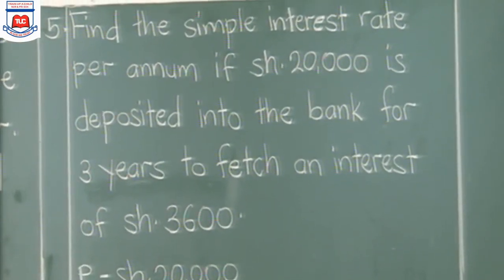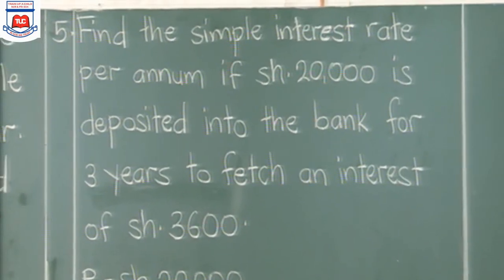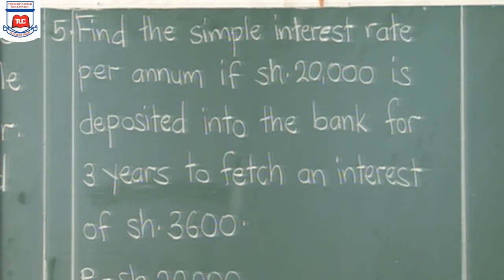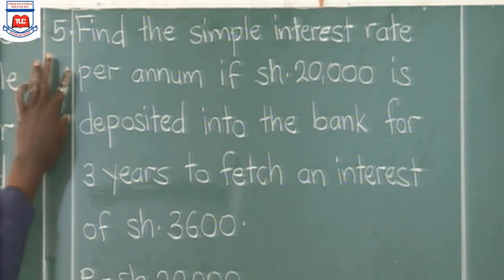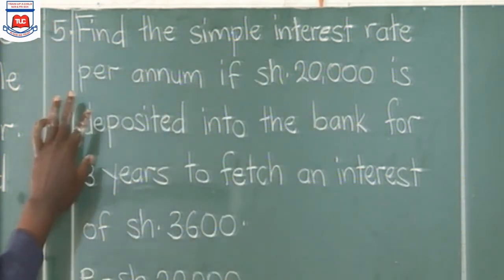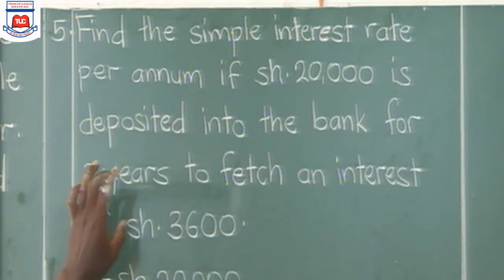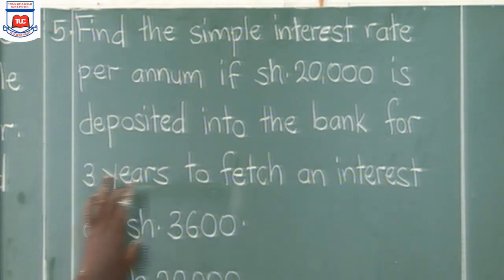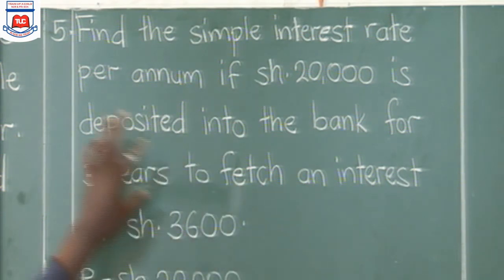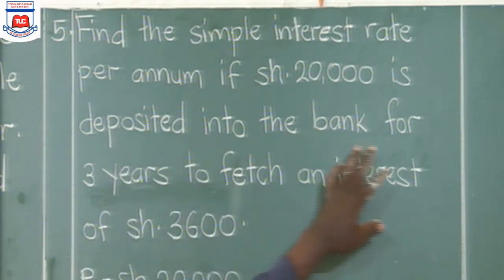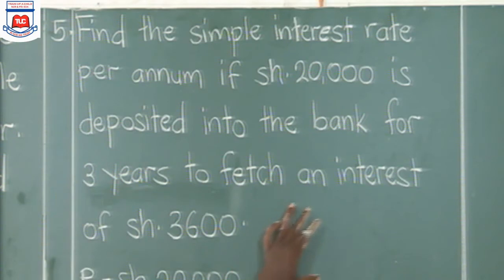Example number 5 is about finding the rate of interest given principal, time, and simple interest. Learn this. It's also technical. You will see how technical it will be. So we go to number 5. Number 5 reads, find the simple interest rate per annum if 20,000 shillings is deposited into the bank for 3 years to fetch an interest of 3,600 shillings.